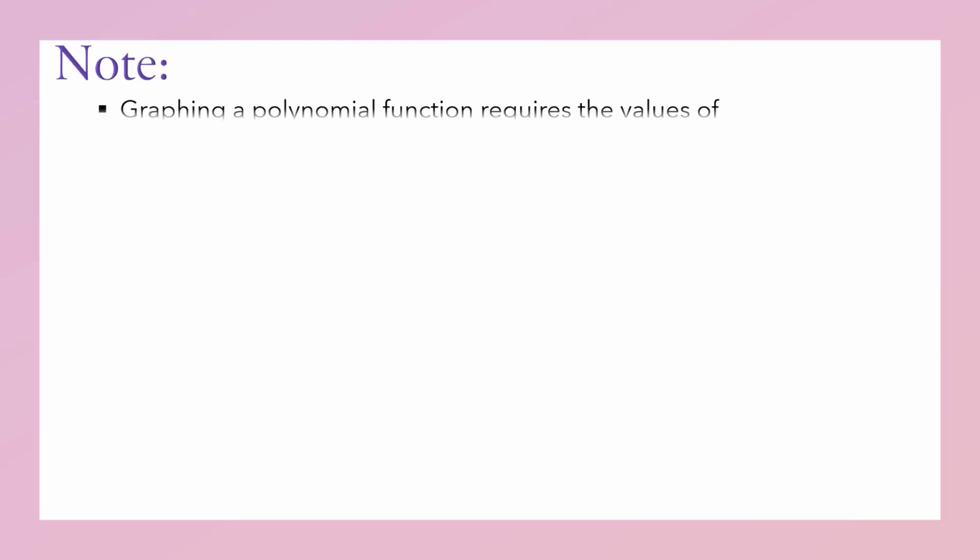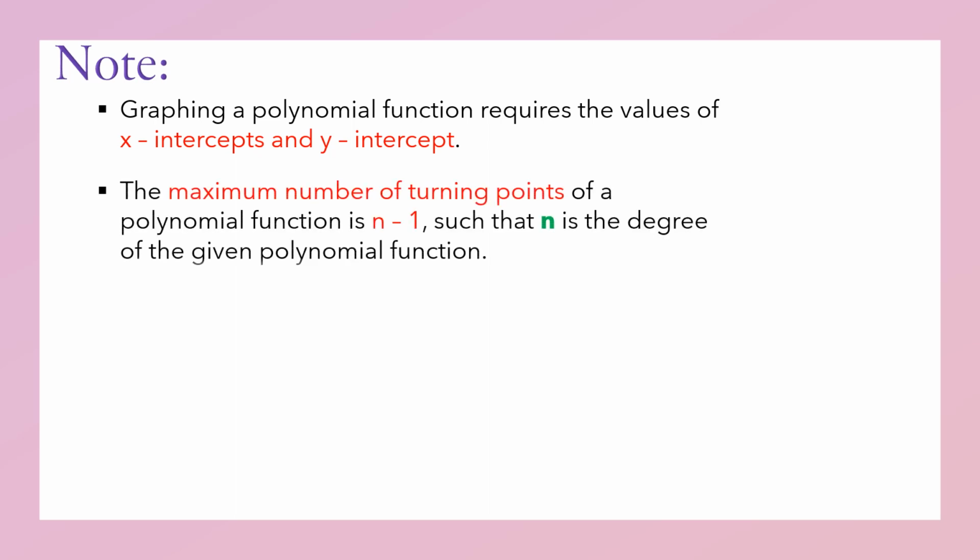So first thing, if we are to graph a polynomial function, it requires us to determine the value of the x-intercepts as well as the y-intercept. Second, the maximum number of turning points of a polynomial function is n minus 1, such that n is the degree of the given polynomial function.